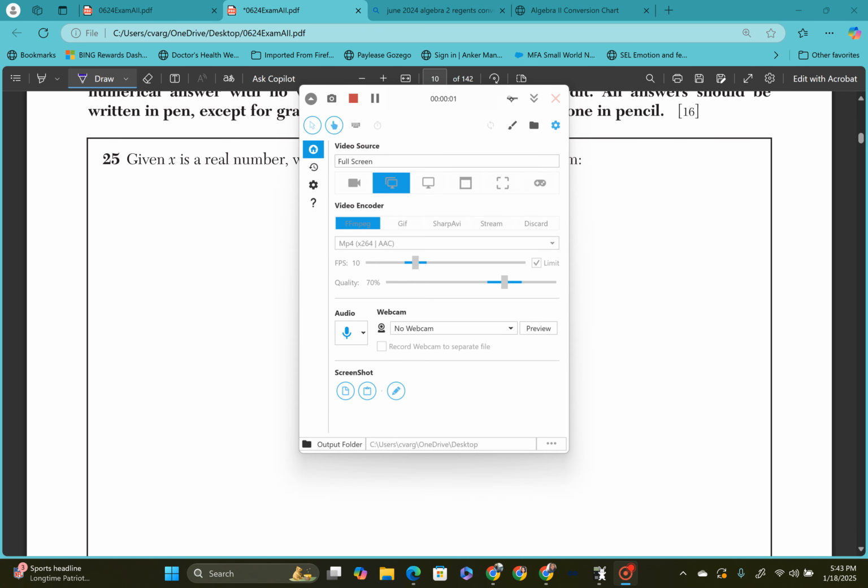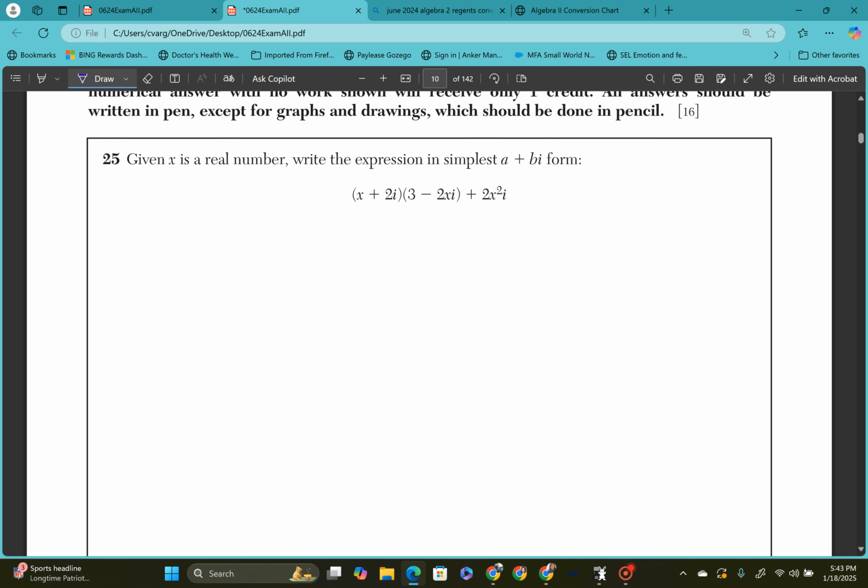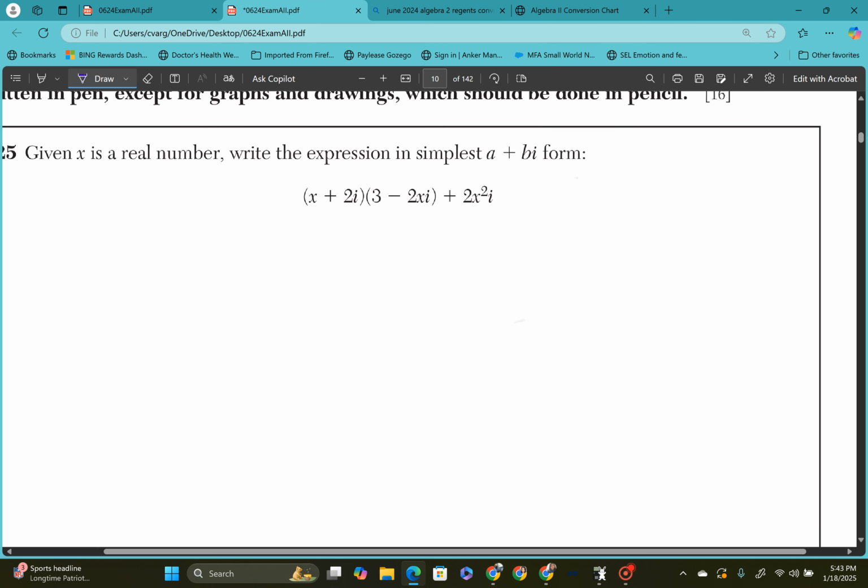All right, so this is the June 2024 part 2. We would have gotten 20 times 2, which is 40 points, and a 76 so far just with the part 1. Let's go ahead and earn some points on the part 2.